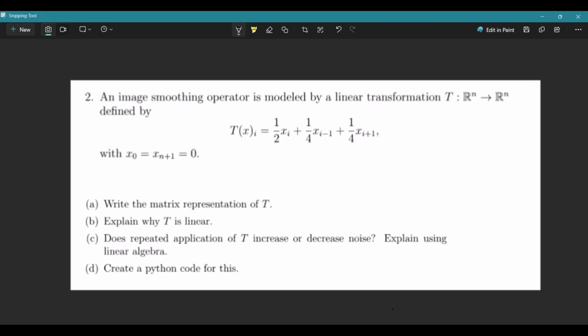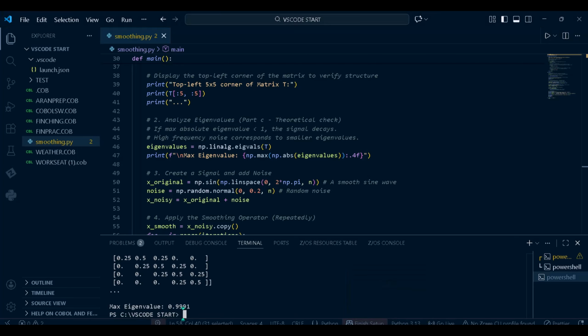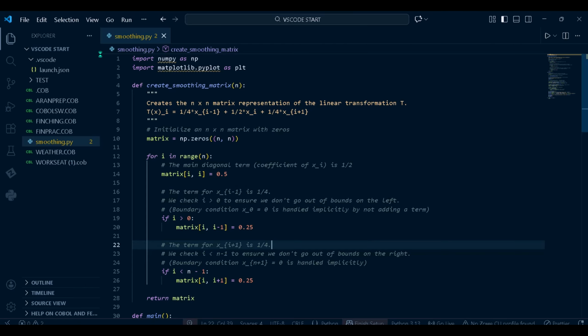I've already created the code here in VS Code. First, let's look at the matrix representation. I created a function that builds an n by n matrix. You can see here I'm setting the diagonal to 0.5 and the neighbors to 0.25. This represents the weights from the main math formula.